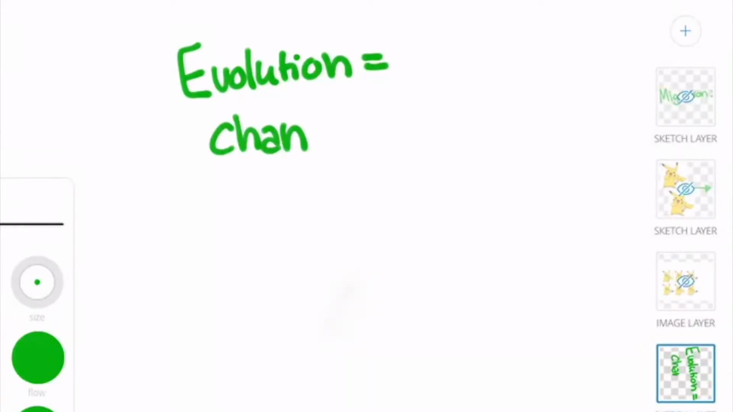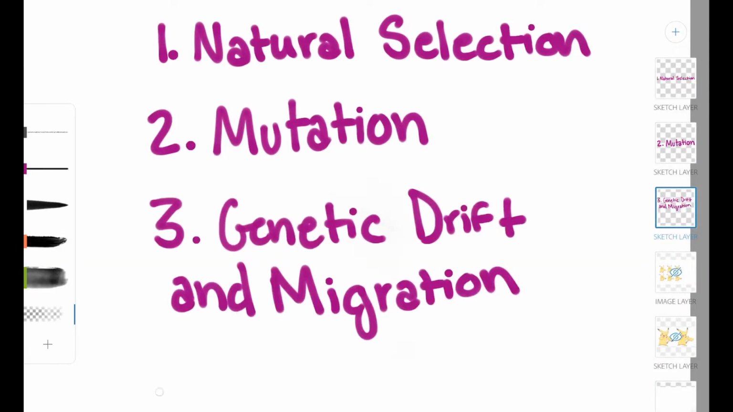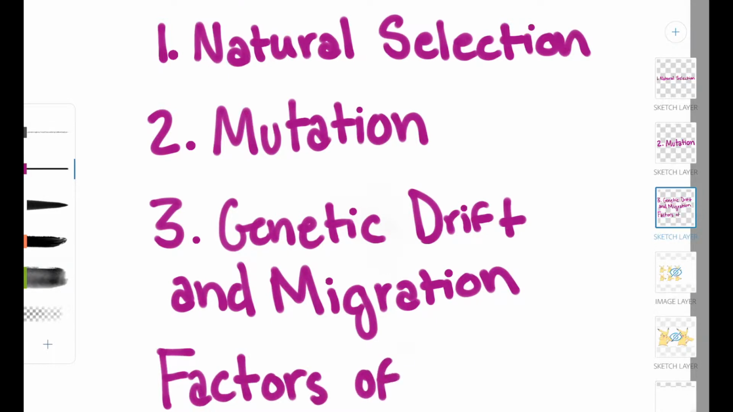First off, evolution is the change in allele frequencies, where an allele is a form of a gene. Evolution happens over generations, not in an individual. With that noted, let's look at the factors of evolution: natural selection, mutation, genetic drift, and migration.